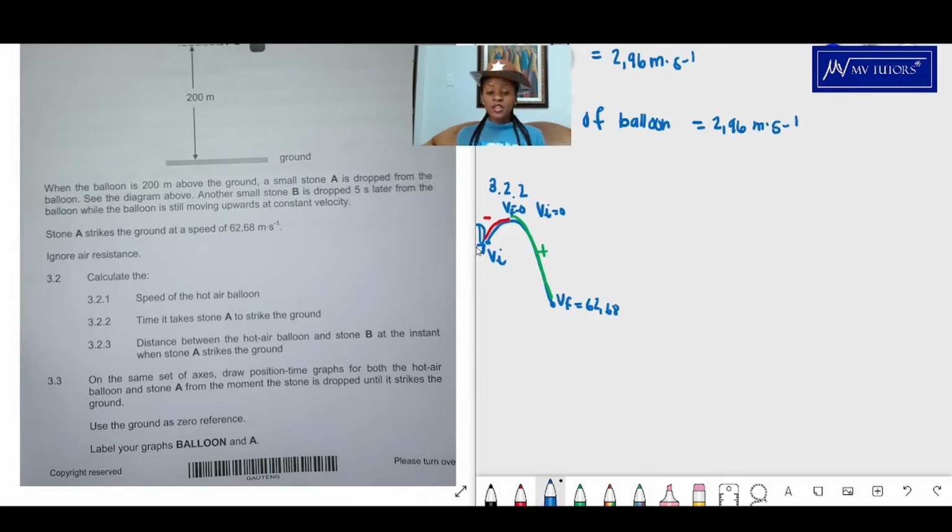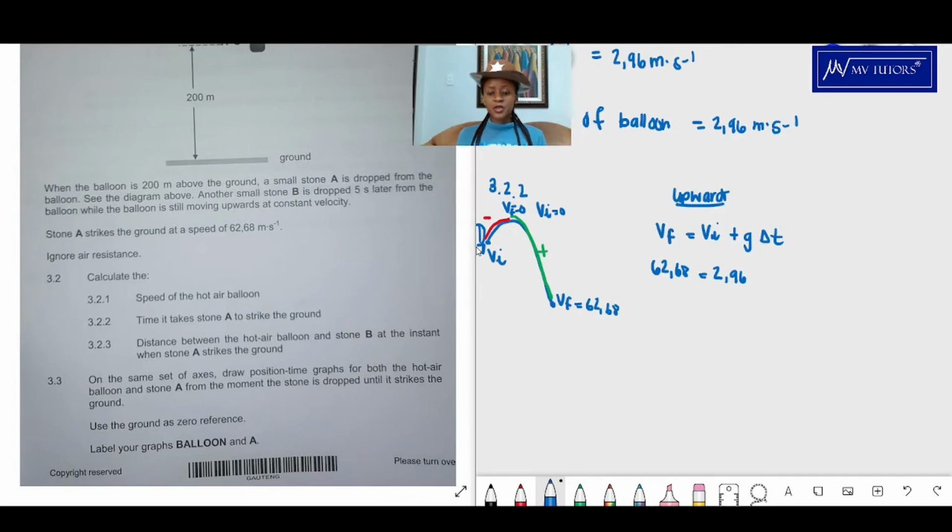You're going to look at your equations of motion and see which one you should go with. I have chosen the one with my final velocity, my initial velocity, and I am looking for time. We have our final velocity, we set it at 62.68. Our initial velocity, we calculated it, it's 2.96. Let me choose here. This is the upwards motion.